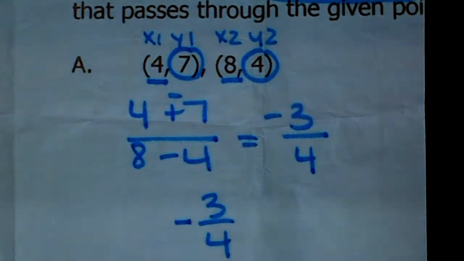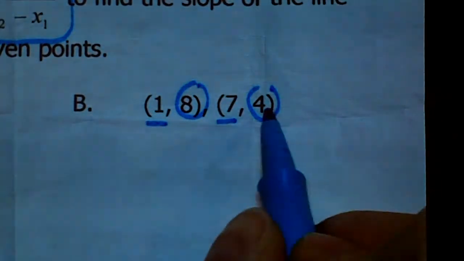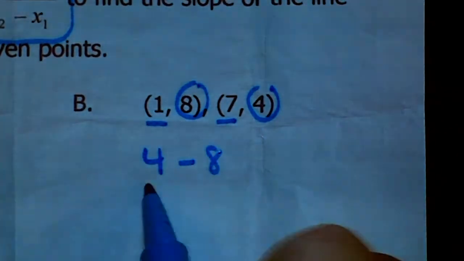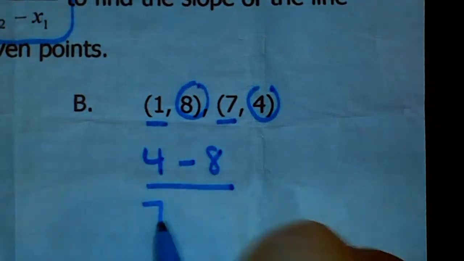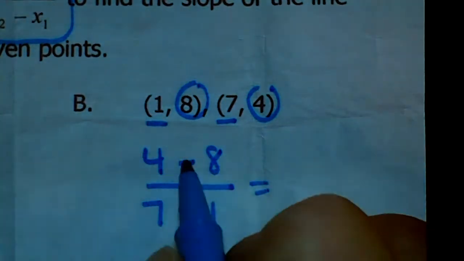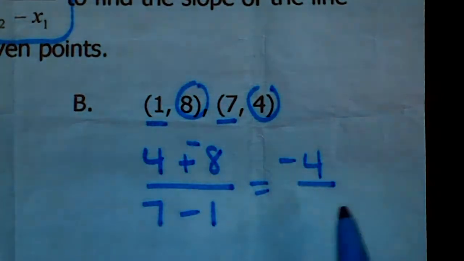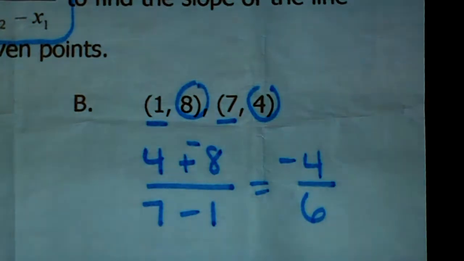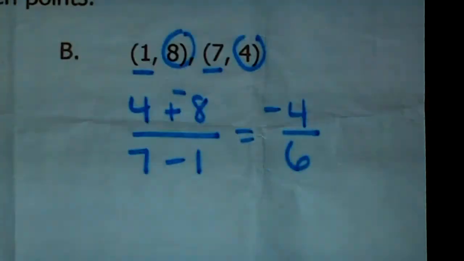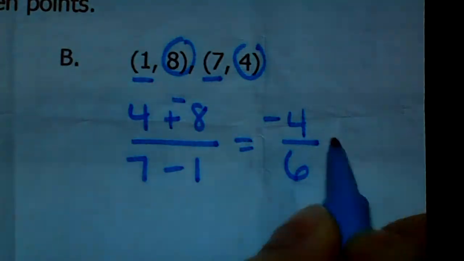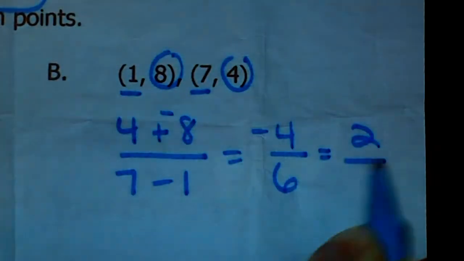Either one is right. Okay, so for B, again, I'm going to do the underline circle thing. So there are my x's, there are my y's. To find the slope, I'm going to take the second y minus the first y, and the second x minus the first x. In that order, please. All right, well, 4 minus 8, or 4 plus negative 8, that's a negative 4. And 7 minus 1 is 6. Ooh, I know I'm allowed to leave it as a fraction, but not like this. You can simplify negative 4 over 6. They're both divisible by 2. 2 goes into 4 twice. 2 goes into 6 3 times.